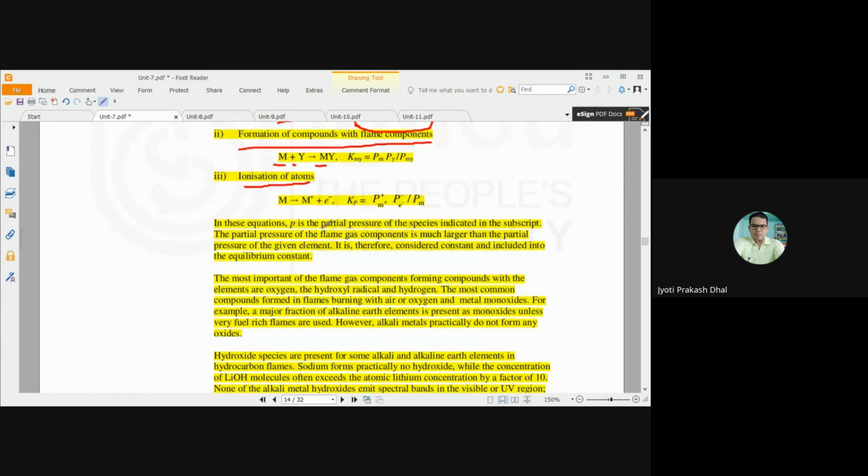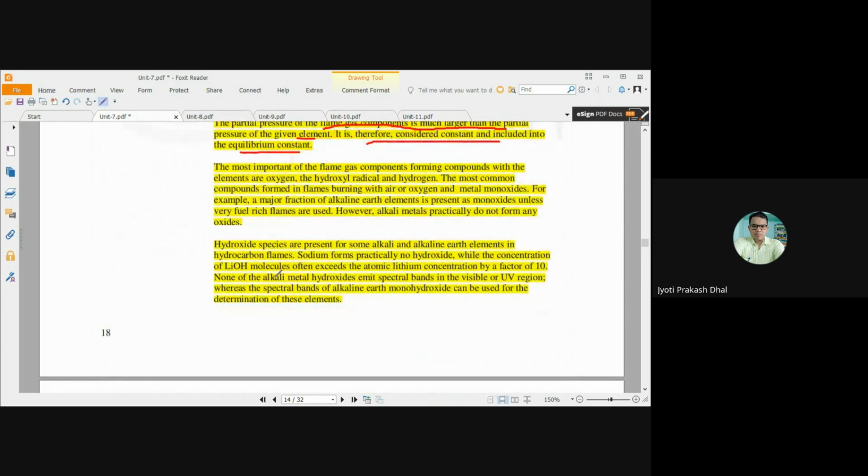P is the partial pressure of the species indicated by the subscript. The partial pressure of the flame gas component is much larger than the partial pressure of the given element. It is therefore considered constant and introduced into the equilibrium constant. The most important flame gas components forming compounds with the elements are oxygen, hydroxyl radicals, and hydrogen.